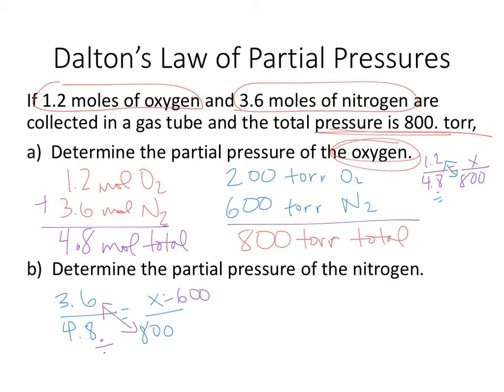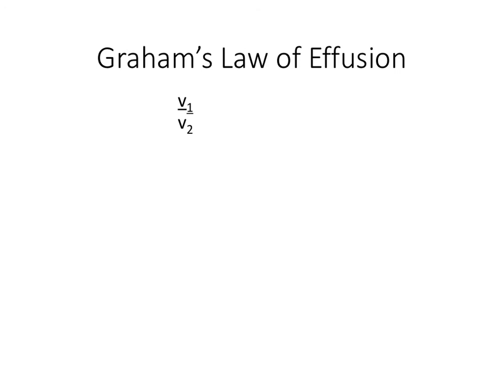And that actually makes sense because 200 plus 600 equals 800. So they're supposed to add up to get to the total. So essentially what we're just doing is looking at a ratio of partial pressures to total pressure. All right, last one is Graham's law of effusion.